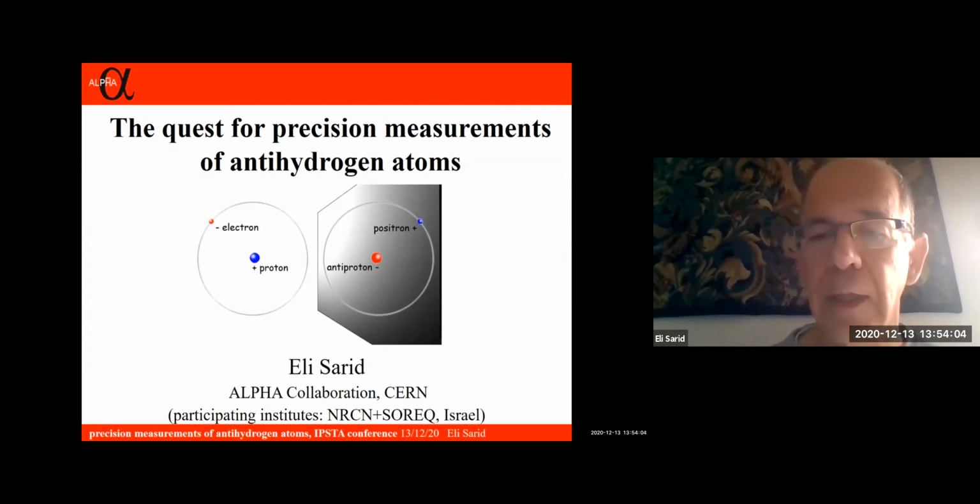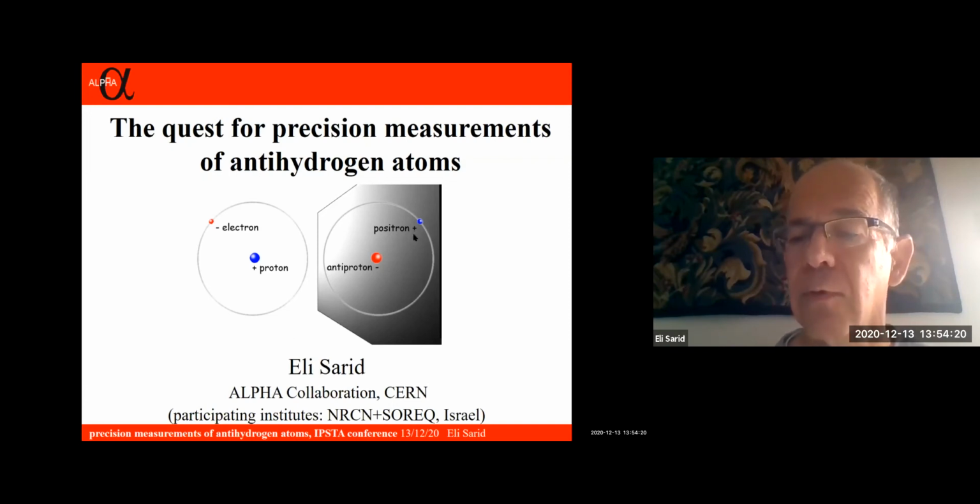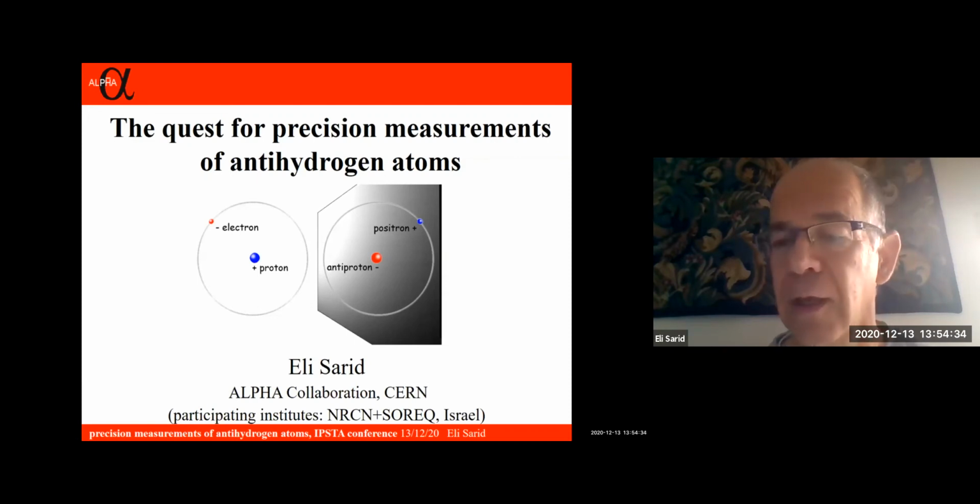At the time, it was just an idea to make the equivalent of the hydrogen atom, which has the proton and the electron, and to replace them with the antimatter equivalent, antiproton and positron, and not only to make it, but to capture it and to measure its properties. From an idea, we made a long way over these 15 years, and I will briefly summarize where we are today in this 15 minute talk.